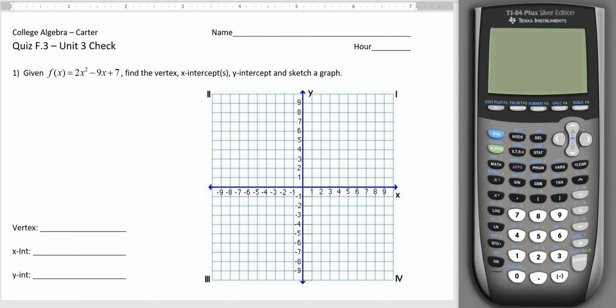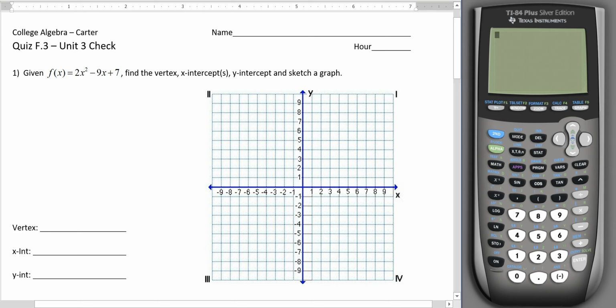Now this aligns with numbers 13 through 22 from the final review that's posted on Teams. If you haven't completed this quiz F.3, then I recommend you do that first. This video is meant to more check your work, make sure you understand fully what's going on. But with that being said, let's dive into everything here, see how we're doing.